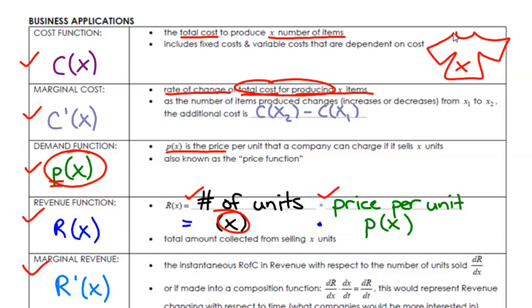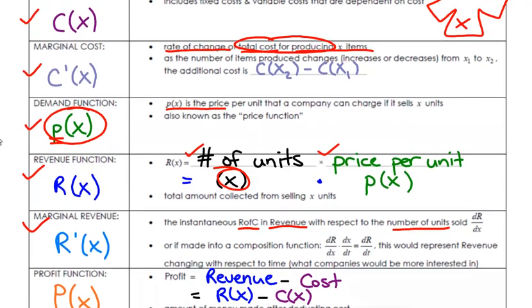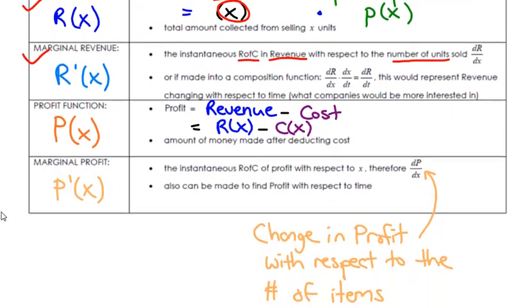Now, the marginal revenue is again that rate of change with respect to the domain. Not the domain, sorry, the dependent variable, which is your revenue, over your X, which is the number of units sold. Basically, the change of your revenue is what the marginal revenue is calculating. Okay, so there's a couple other ones.